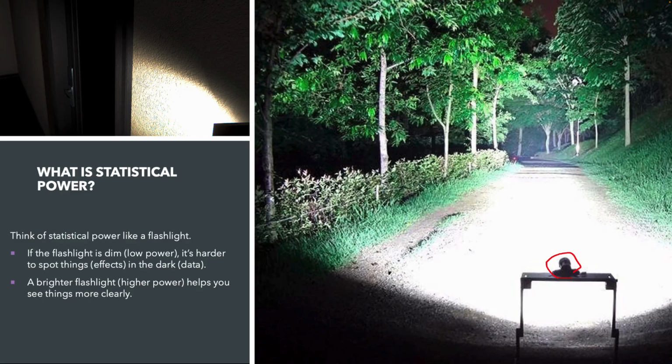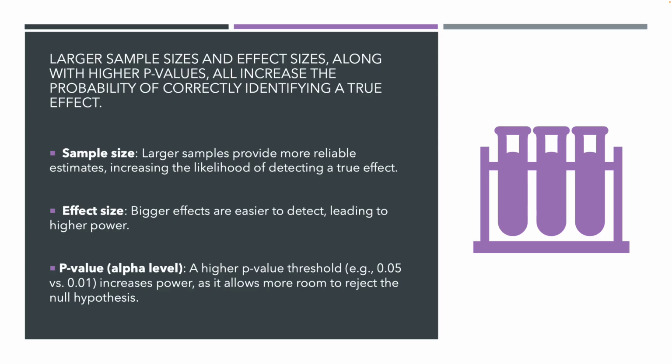And I think we've seen that so far. I think we've been presenting on some papers that really showed some low power. Where if we have a brighter flashlight, which means if we have more statistical power, this helps us see things more clearly. It helps us see the factuality of the research we're conducting more clearly. And this here is just reiterating what I just said. So again, larger sample sizes provide more reliable estimates, okay, increasing the likelihood of detecting a true effect. And that's what we are looking for with statistical power.